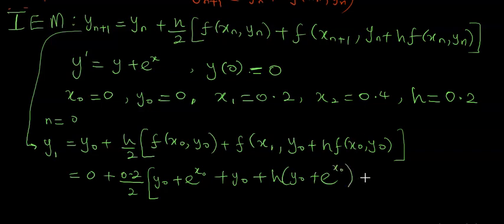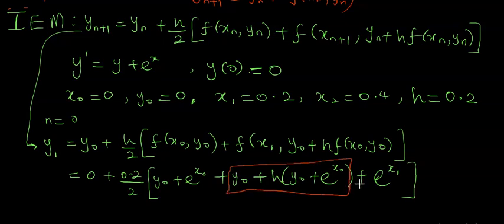Plus exponential x1, because f of x naught is this. Now the whole of this is the explicit one. Then plus x naught, x1, which is this one. Just simply substitute x as x1 here. So this one is this, and that is that.